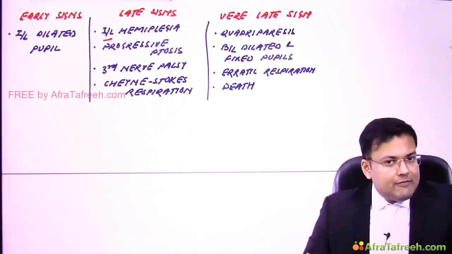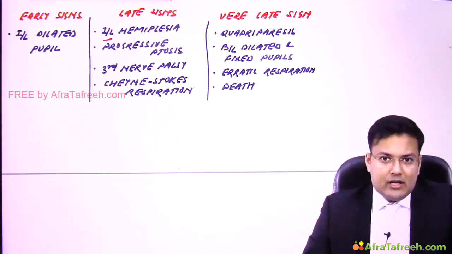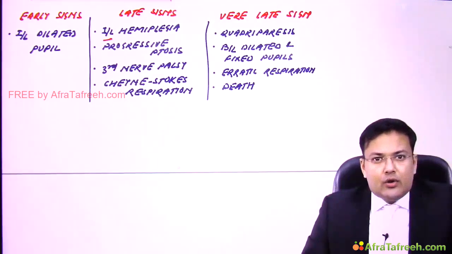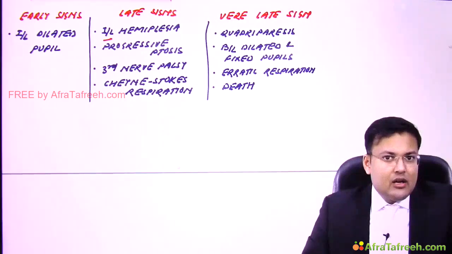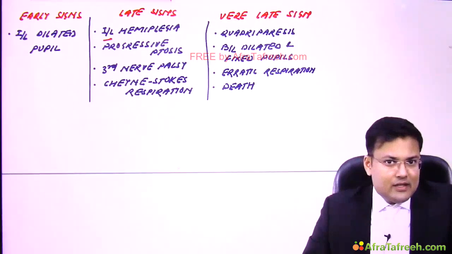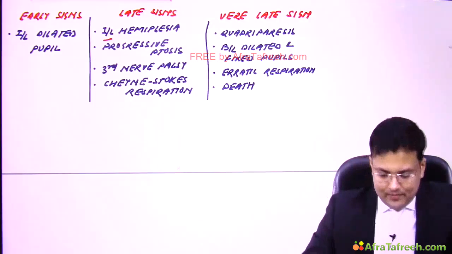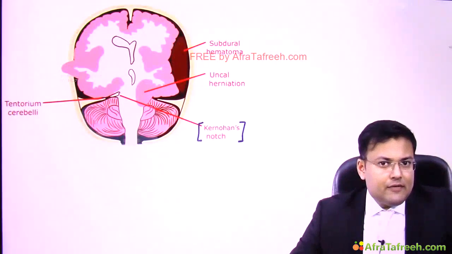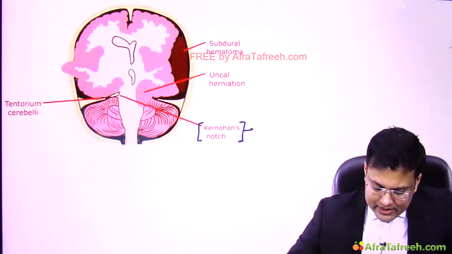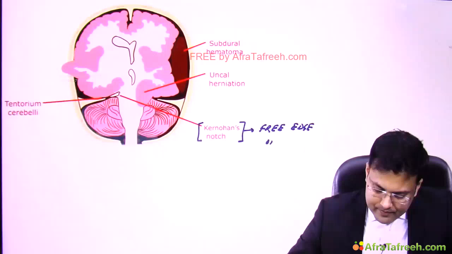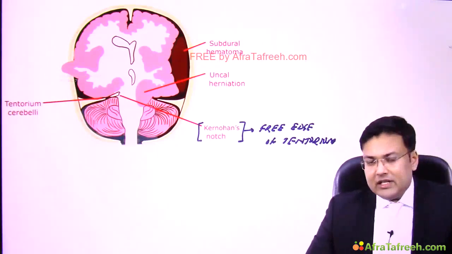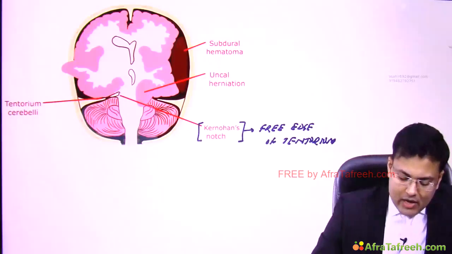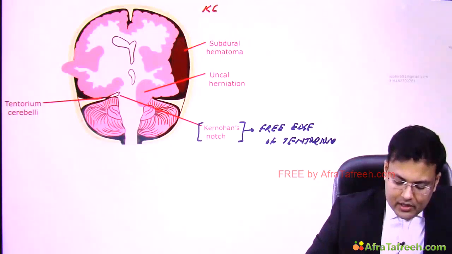Now there are two questions which are frequently asked in relation to uncal or transtentorial herniation. One is Kernohan's notch phenomenon, and the second is Kernohan-Woltman sign. Okay, first see what is Kernohan's notch phenomenon. Here you can see there is Kernohan's notch. What is this Kernohan's notch? This is the free edge of tentorium cerebelli. One by one we are going to discuss. First, the Kernohan's notch phenomenon. Now how to remember? It's very easy to remember.